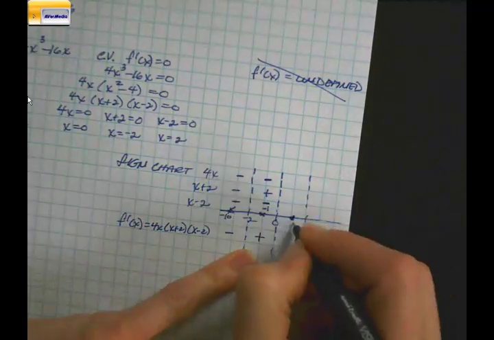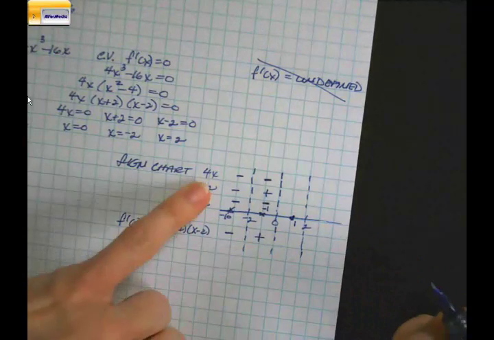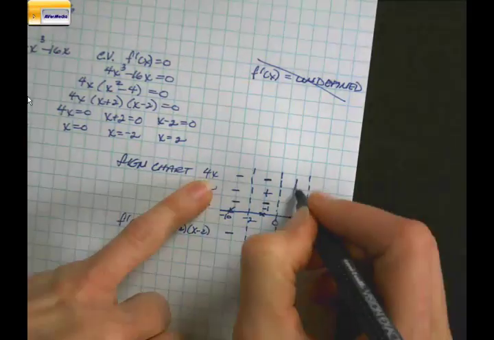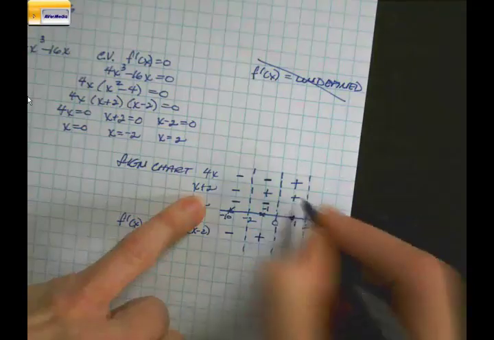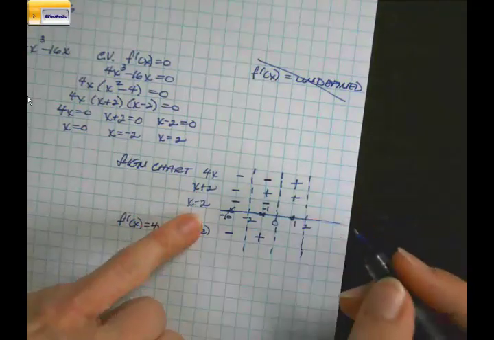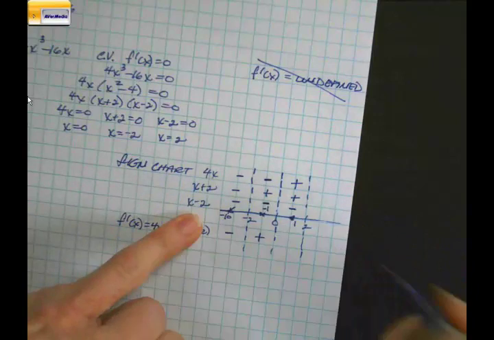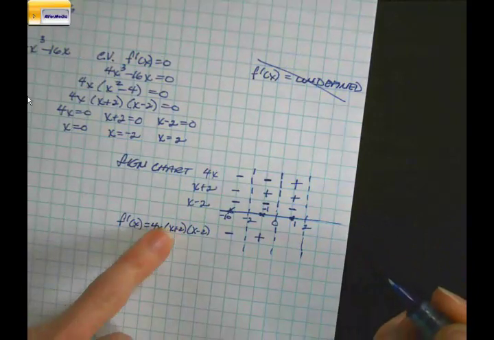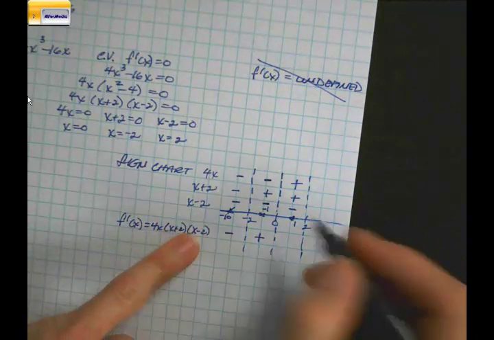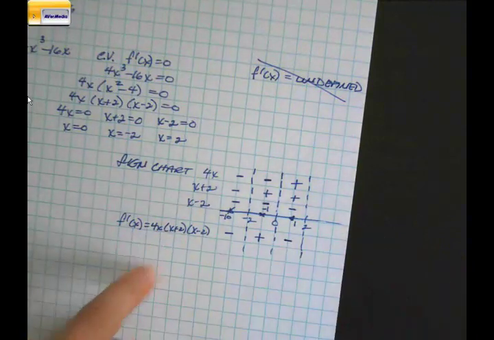Now between 0 and 2, you can pick a test number of, say, 1. 4 times 1 is a positive 4, which is a positive outcome. 1 plus 2 is 3, which is a positive outcome. And 1 minus 2 is a negative 1, which is a negative outcome. So your product of the three would be positive times negative, which is a negative result.